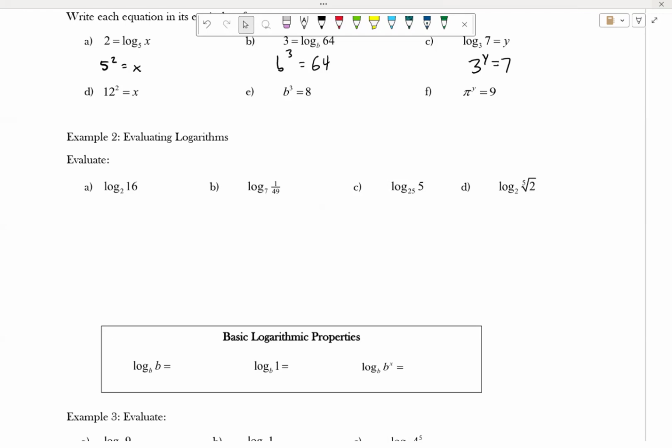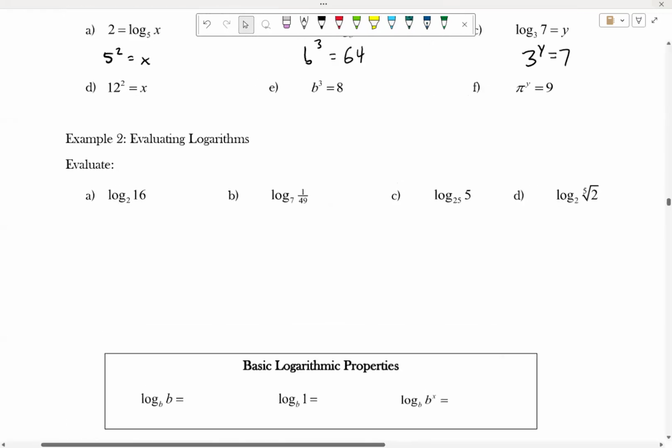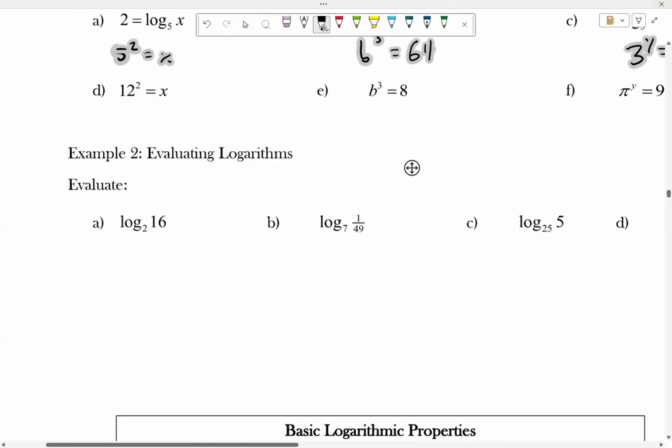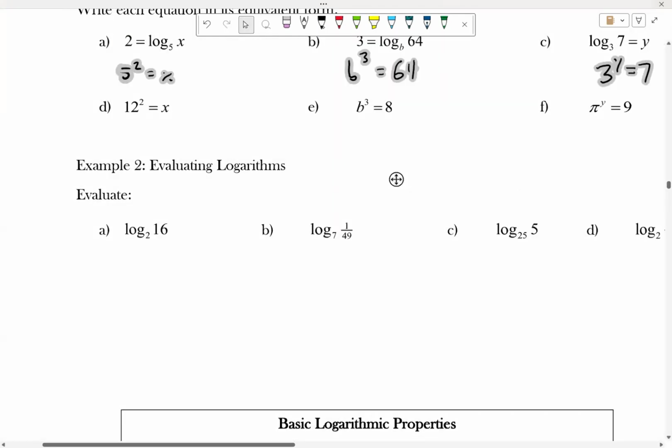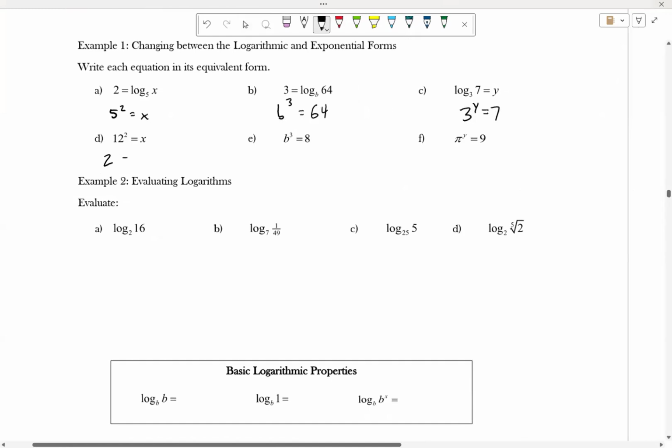Okay, for D, what'd you get for D? Two equals log what? Log base 12 of X? Yeah, if you say log base 12 of X, I'm going to put an X down there. So log base 12 of X is 2. Are we good with that? Exactly what I'm looking for. Thank you. Joseph, help me with E, please.